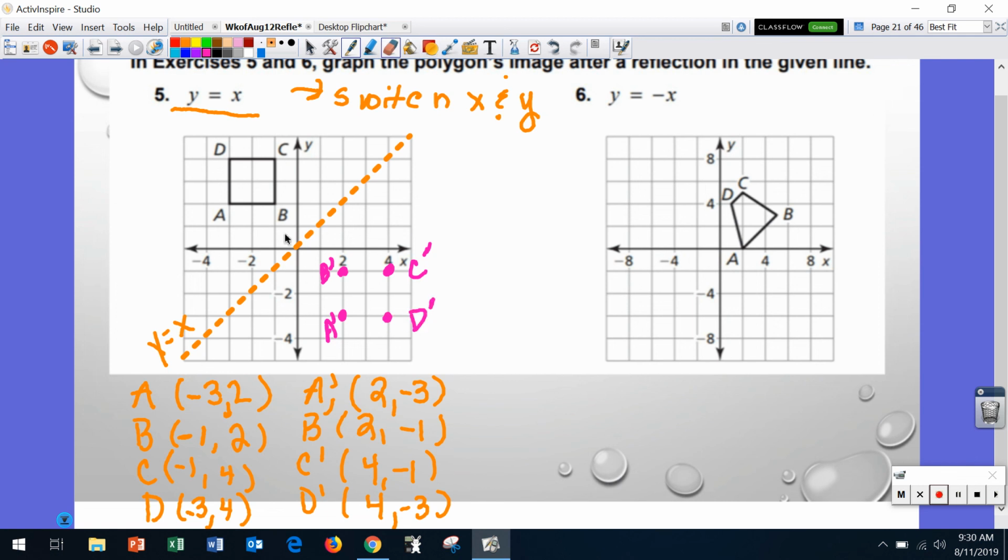Let me make this B prime look better. Yep. And then there you go. And you finish. Easy peasy. Done. Alright, so what's the rule here?